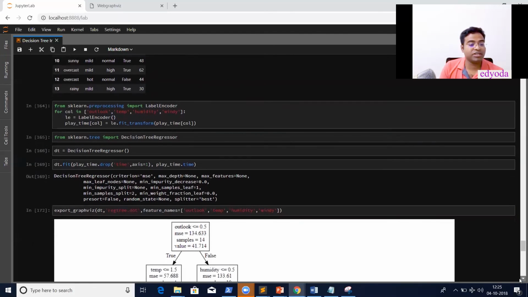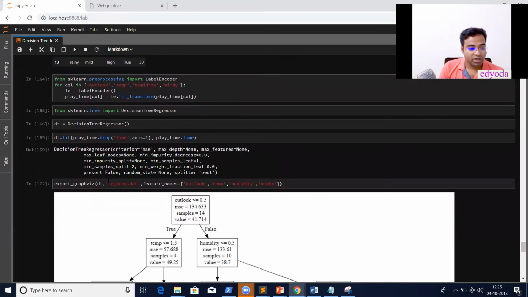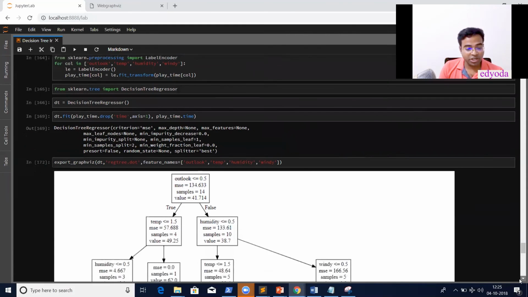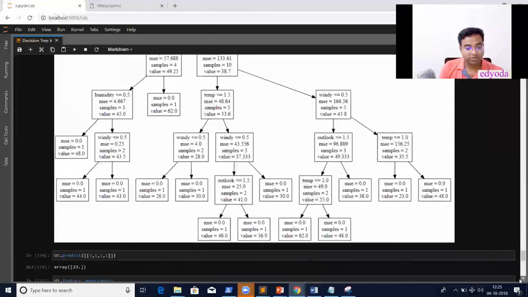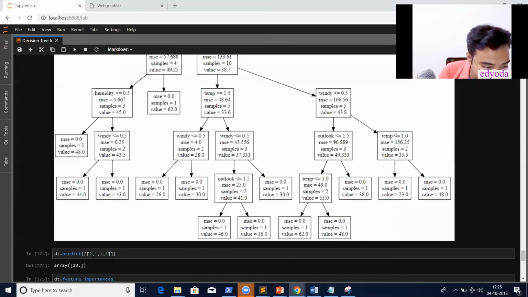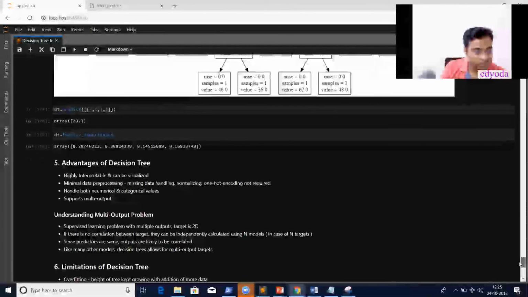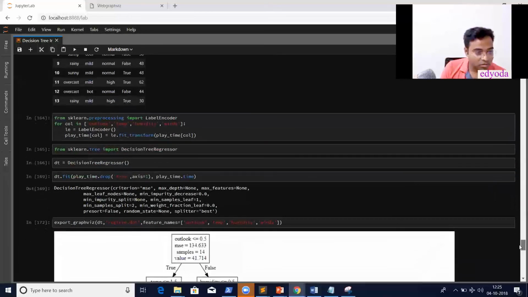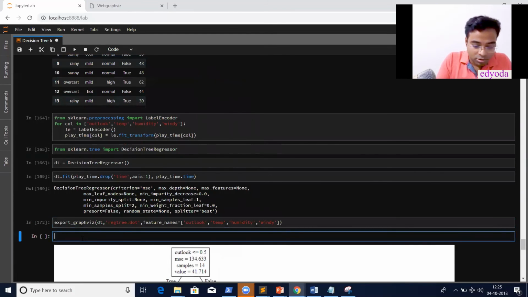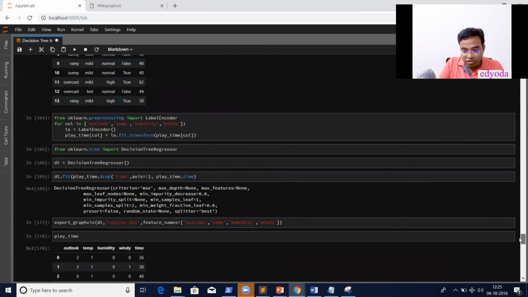Now we want to see the tree generated. To generate the tree with the same column names, we can pass the feature names over here: outlook, temperature, humidity, and windy. So this is the tree it generates for this particular data set, right? So let's say we have to predict for a new data point. Let me generate the data. After doing the transformation, this is how the tree data looks.